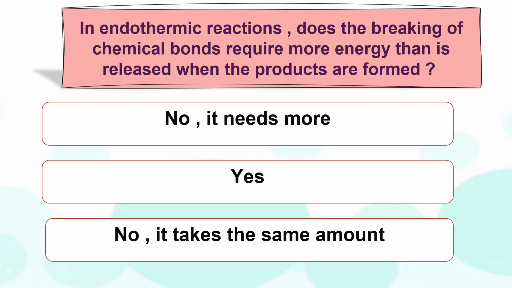In endothermic reactions, does the breaking of the chemical bonds require more energy than is released when the products are formed? No, it needs more. Yes, no, it takes the same amount. Answer: yes, that means endothermic reaction. It requires more energy in the reactants at the beginning. Of course, this energy we need at the beginning is for breaking the chemical bonds. What is a chemical reaction anyway? Breaking bonds, then forming new bonds.